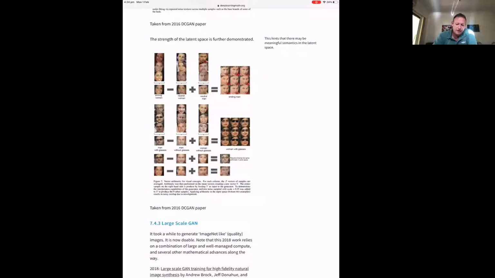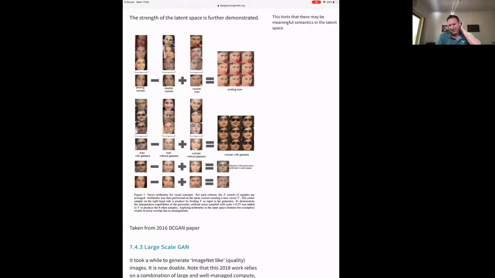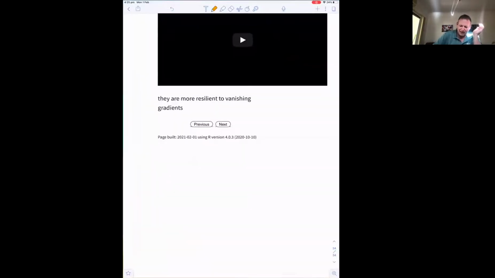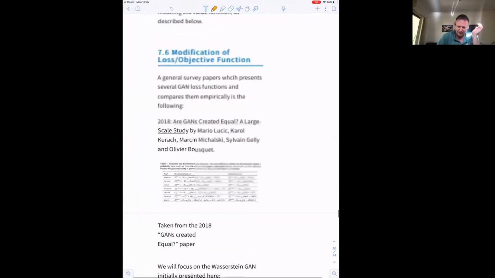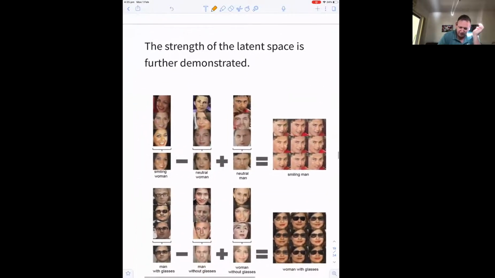Taken from the 2016 GAN paper, we see now the excitement of the latent space going one step further. In this case, you've got a smiling man, and you subtract from it, so a smiling woman minus a neutral woman plus a neutral man gives you a smiling man. Okay, so you've removed the woman from the woman, you've added the man, you've got a man.